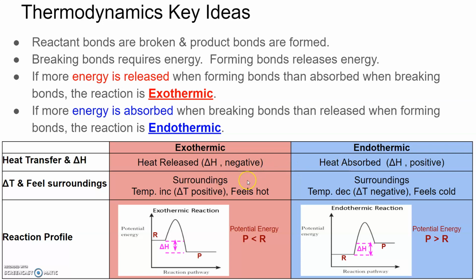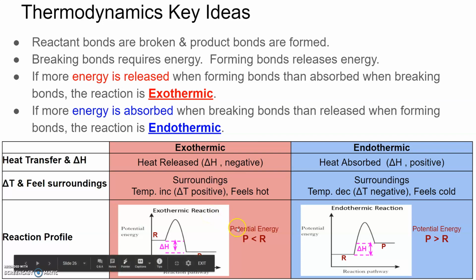For the change in temperature, in an exothermic reaction the temperature of the surroundings will increase because heat is being released into the surroundings. For endothermic, it will decrease because heat is being absorbed from the surroundings. And finally, for the energy profiles, for exothermic the energy of the products will be lower than the reactants because energy is being released. On the other hand, for endothermic, the energy of the products will be higher than that of the reactants because energy is being absorbed.